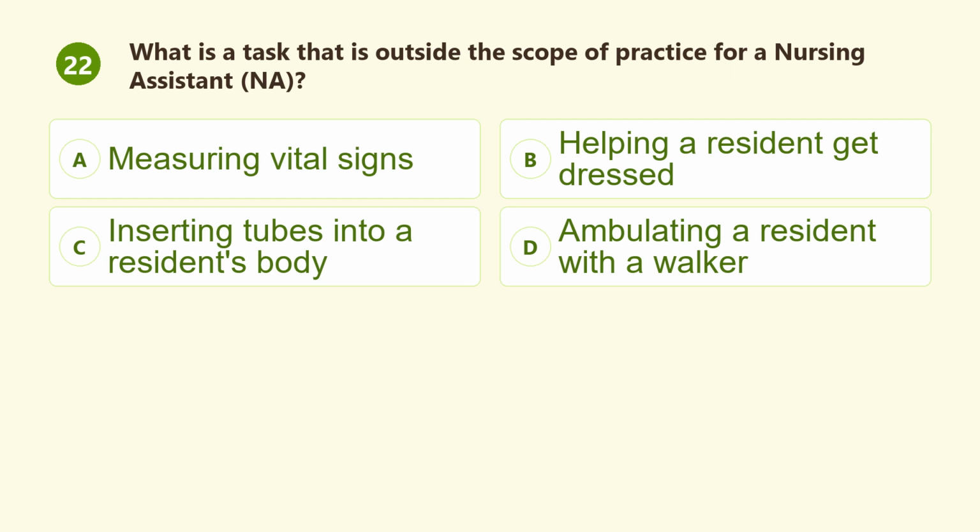Question 22. What is a task that is outside the scope of practice for a nursing assistant? NA. Option A, measuring vital signs. Option B, helping a resident get dressed. Option C, inserting tubes into a resident's body. Option D, ambulating a resident with a walker.